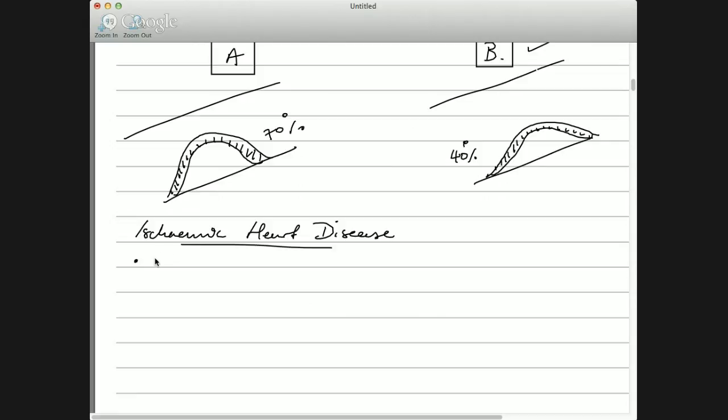I suppose stable and unstable. So stable angina. And then you've got the acute coronary syndrome. So you have stable angina, unstable angina, and then I suppose the non-STEMI and STEMIs.